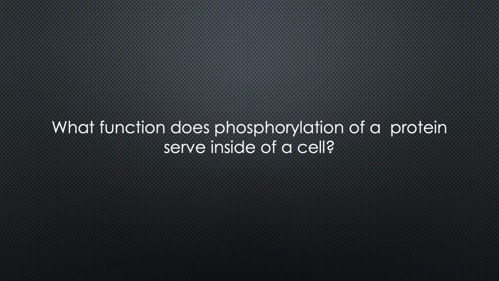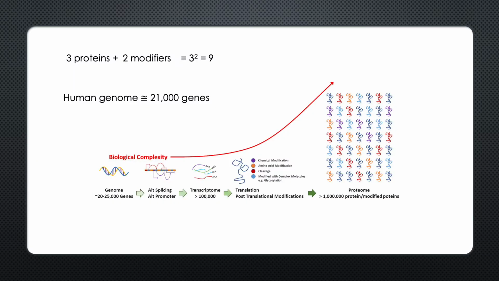So I'd like to take a look at post-translational modification, specifically phosphorylation of a protein, and what type of specific function that may serve inside of a cell. So what benefit does modifying proteins after they've been translated actually serve?